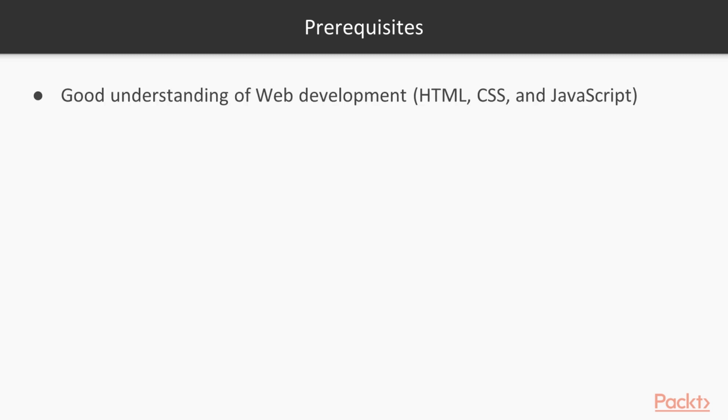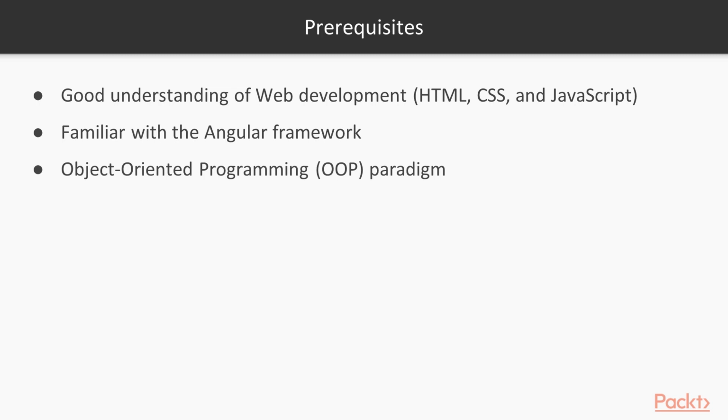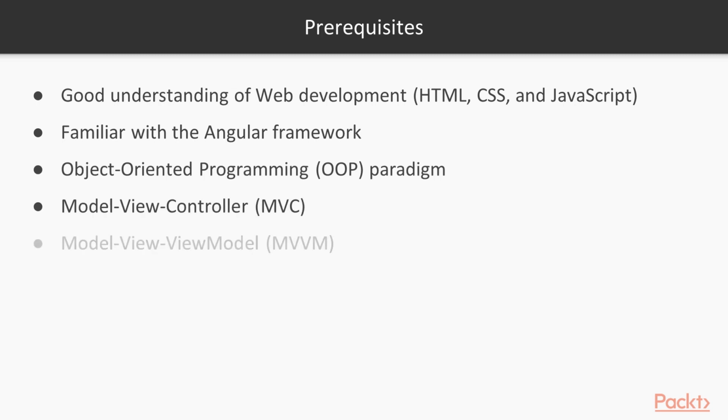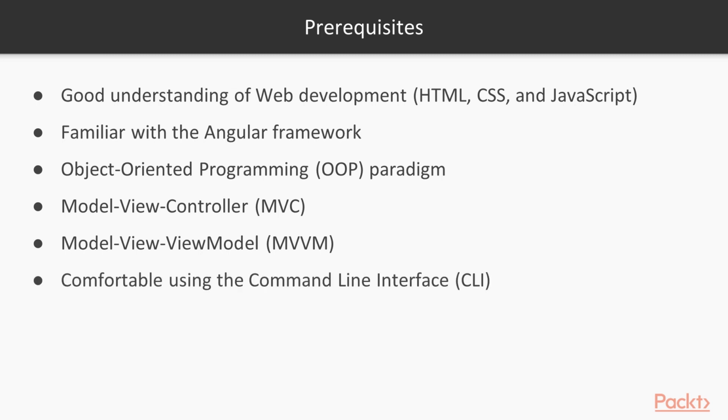So here are the prereqs for this course. You want to make sure you have a solid understanding of web development, especially with HTML, CSS, and JavaScript. So that's really important. And be familiar with the Angular framework. If you haven't used Angular before, I highly recommend you take a course or go to the site and do some demos that they have. And make sure you know these patterns in coding. So object-oriented programming, MVC, MVVM is really important to understand. And last but not least, be comfortable using the command line interface, the CLI. You'll be using that quite extensively throughout the course.